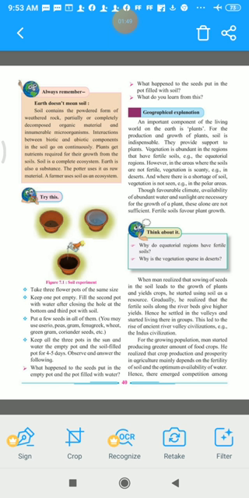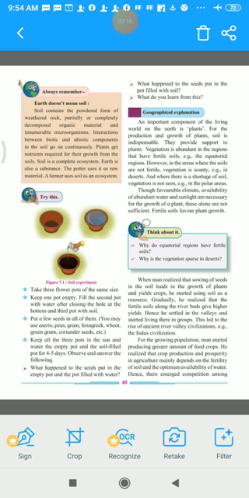Plants get nutrients required for their growth from the soil. So from where do the plants get their nutrients? From the soil, and that's why, due to these nutrients, the plants are growing. So these nutrients which are obtained from the soil help the plant to grow. Soil is a complete ecosystem. Yes or no? This is a complete ecosystem.